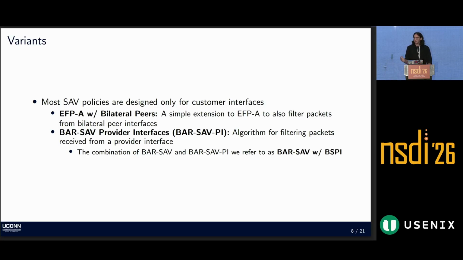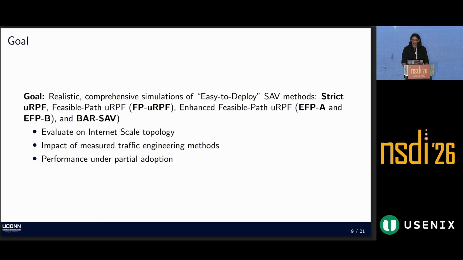For this presentation, we will only show the results with BAR-SAV PI. Please see our full paper for our full findings. With that, the goal of this work was to evaluate these easy-to-deploy SAV policies on an internet scale topology and measure both the false positive rate and the detection or true positive rate.